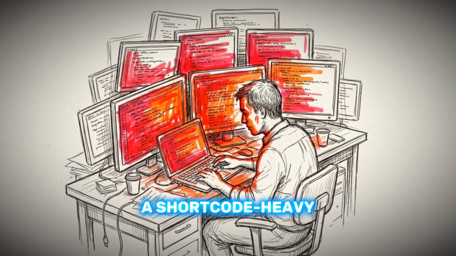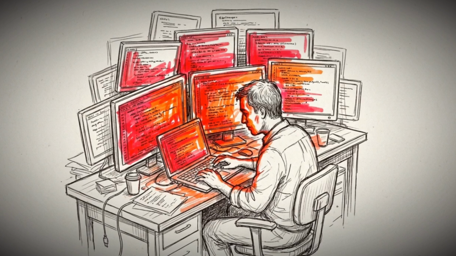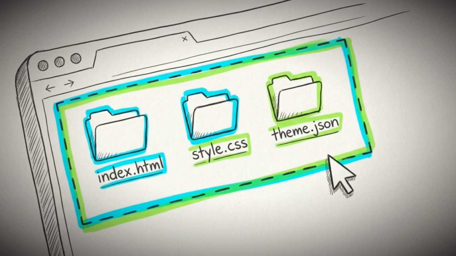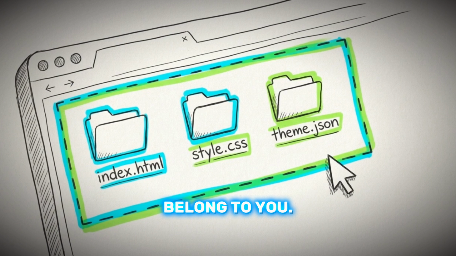If you have a shortcode heavy site right now, escaping it means sitting down and manually rebuilding your pages into native blocks. There is no magic button. Builders give you granular control over your current templates. Native blocks ensure those layouts actually belong to you.